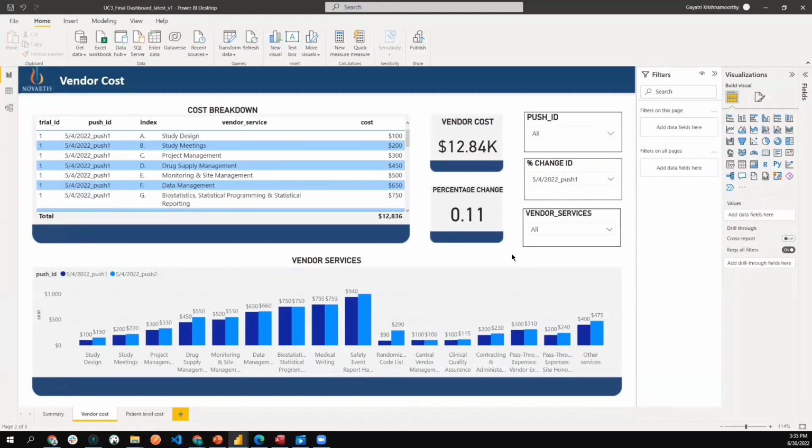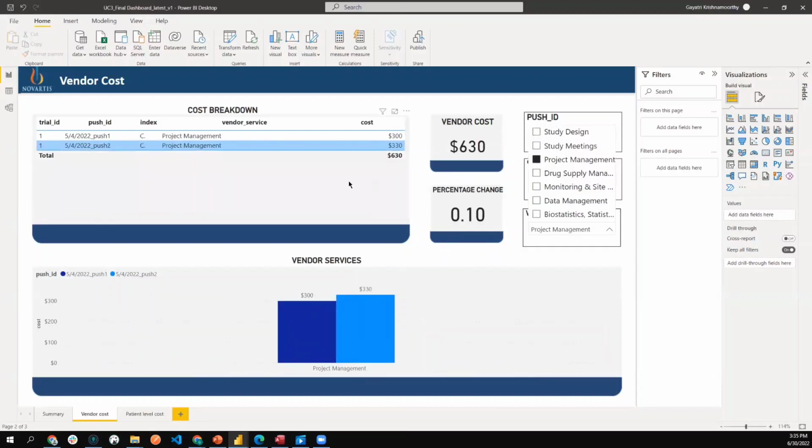Now let's look at how the cost varies between any of these sub-services. Let's start with project management. So we see that the costing for project management by vendor A, that's push 1, is about 300, and by vendor B is 330. So there's like a 10% change. Moving on to drug supply management, we see that the costing is 450 for push 1 and 550 for push 2. So there's like a 22% increase.